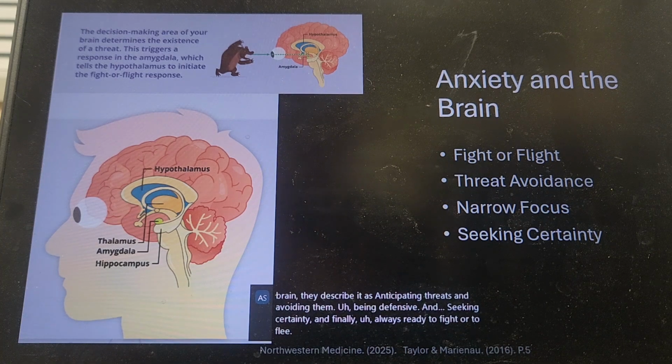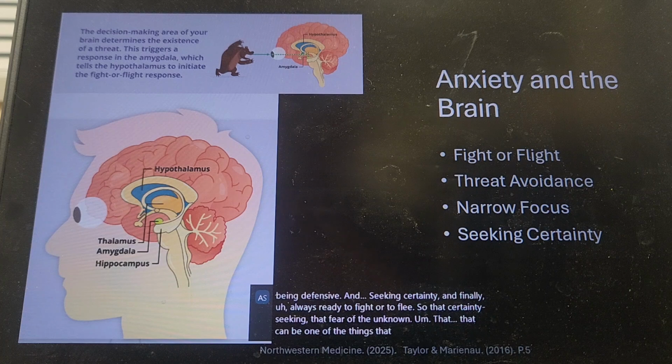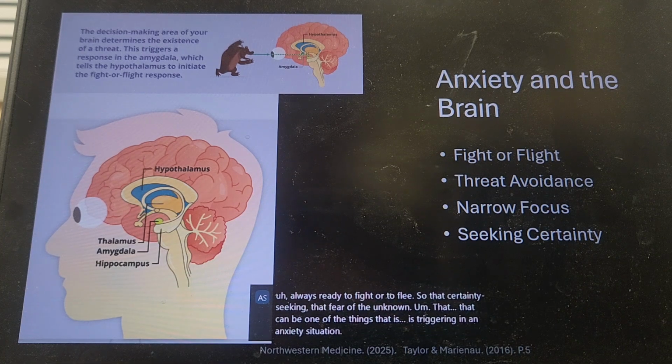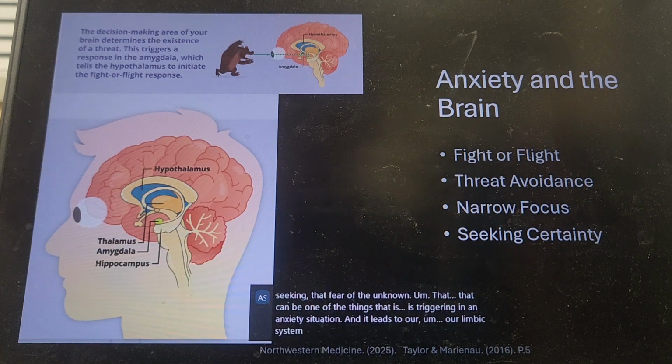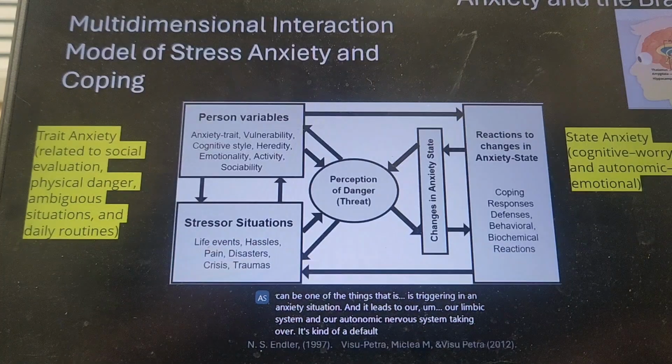So that certainty seeking, that fear of the unknown, can be one of the things that is triggering in an anxiety situation, and it leads to our limbic system and our autonomic nervous system taking over. It's kind of a default.